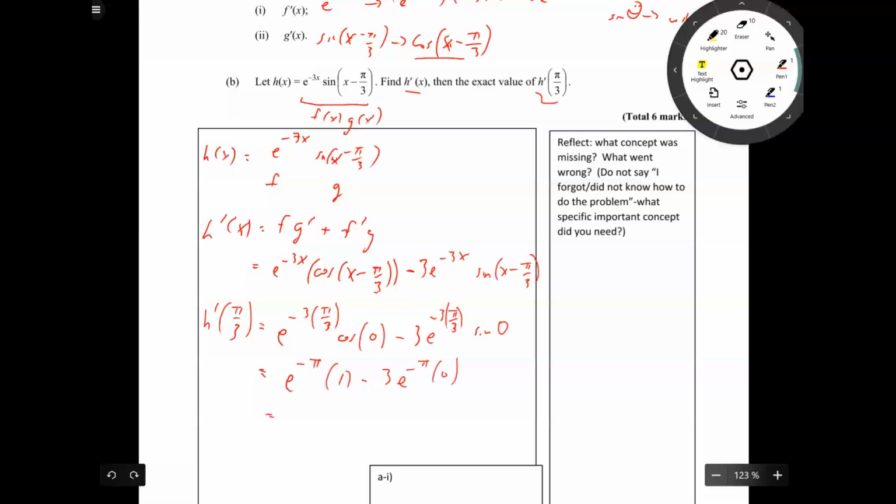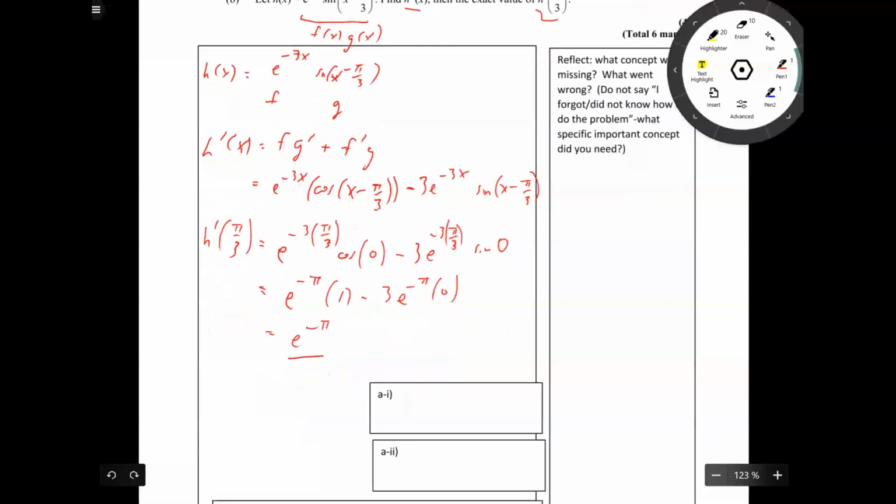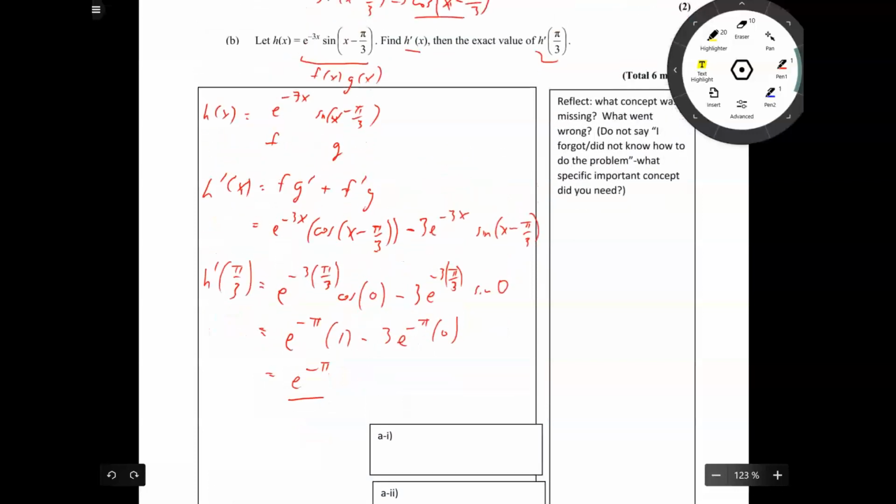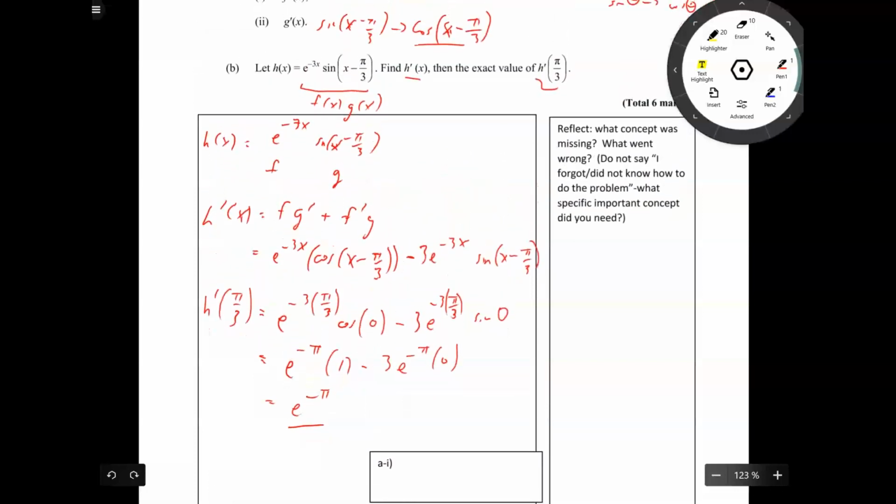So we're left with e to the negative pi times 1 minus 3 times e to the negative pi times 0, and e to the negative pi times 0 is just 0. So we're left with e to the negative pi. And that's it. In a math test, that's what you want to leave. You just leave e to the negative pi. And I think we're done.